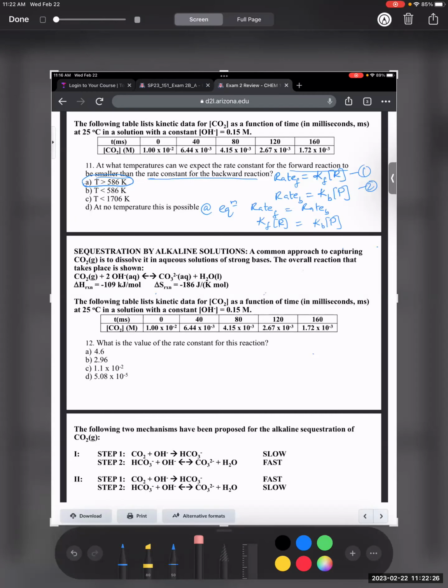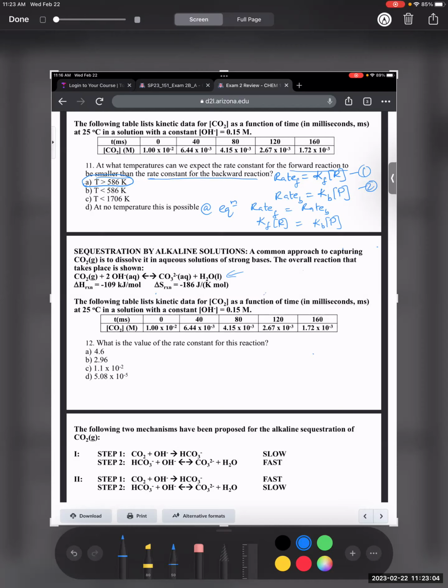All right, now moving on to question 12. What is the value of the rate constant for this process? Now, here's the thing. We are measuring CO2 concentration. We cannot know the order of the reaction with respect to CO2 just by looking at this reaction over here. That's the overall reaction. It doesn't tell us the order with respect to CO2. We need to perform an experiment and then determine that, or we can come up with a mechanism to justify the experimental rate law after that.